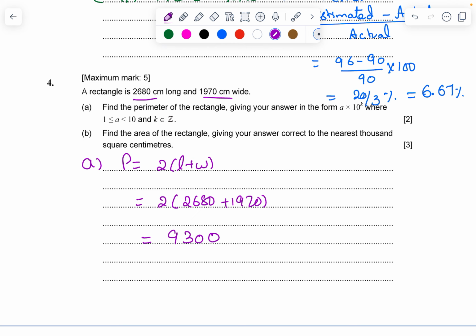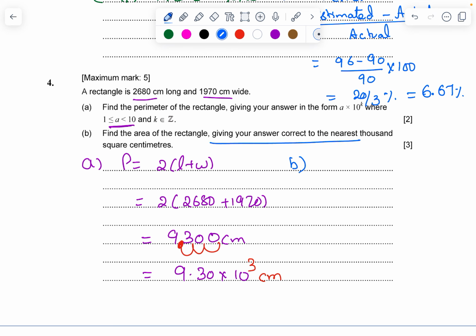So when I use the calculator, it's going to be 9300, but I want to write it out in the standard form. So 9.30 times 10 to the power of what? The point has to go, I place the point over here, 1, 2, 3. So 10 to the power of 3 centimeters. Next, what is being asked? Find the area of the rectangle giving to the nearest 1000 square centimeters.